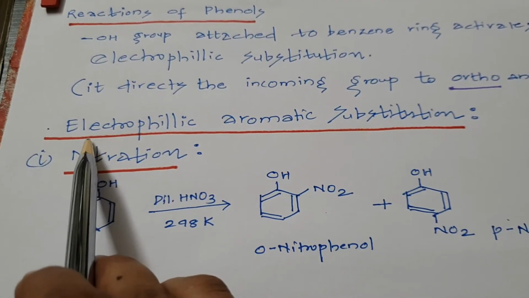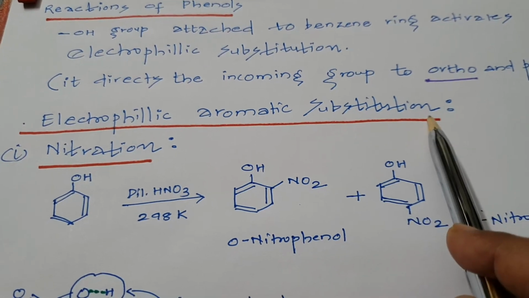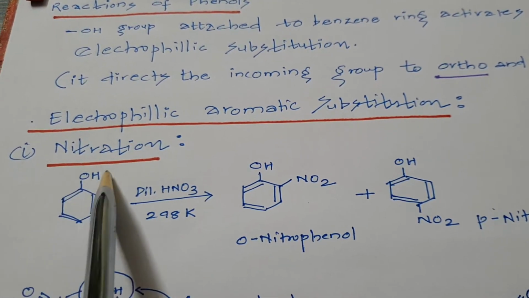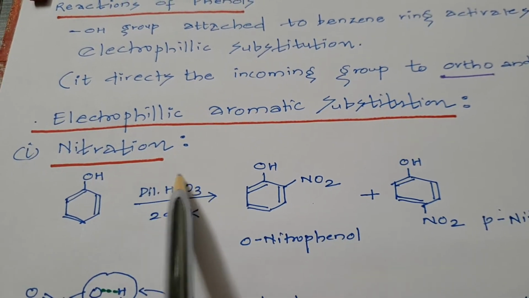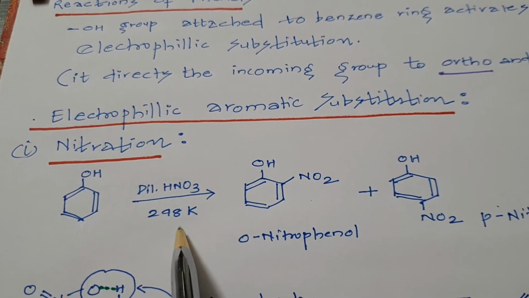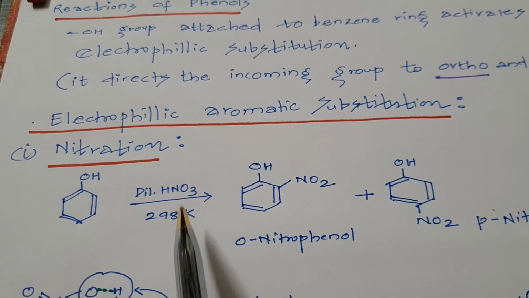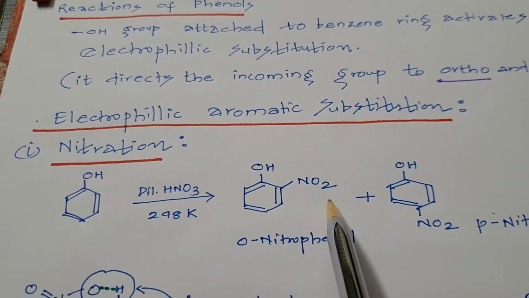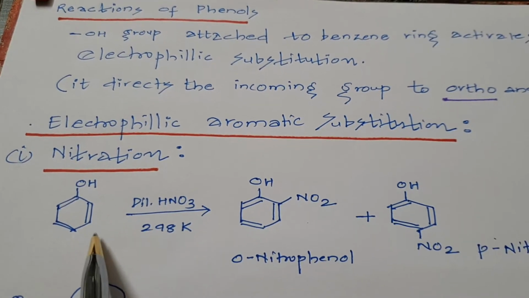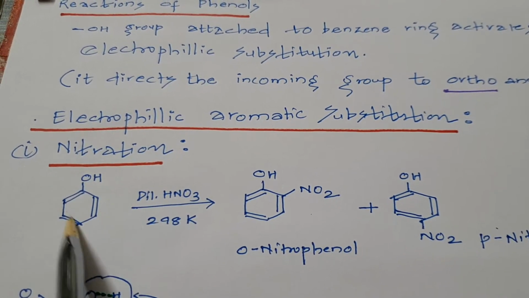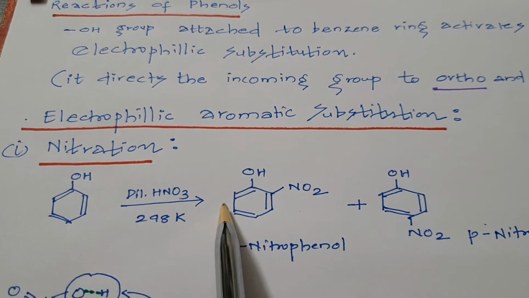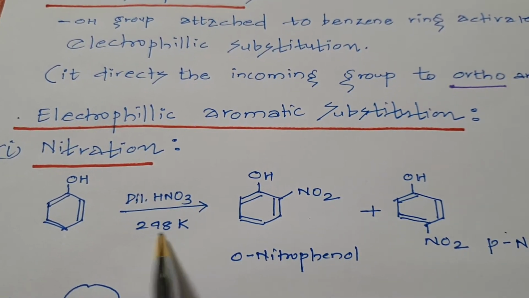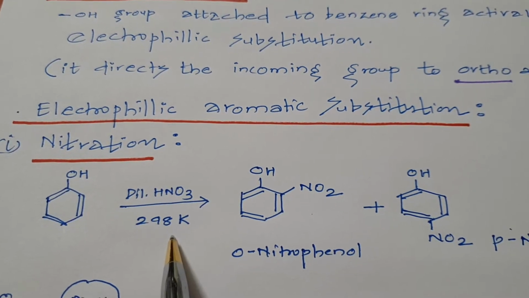So let us take some examples of electrophilic aromatic substitution. The first one in the list is nitration. In nitration, we make use of nitric acid, and the electrophile which is going to come over here is the NO2 group. Here I will have phenol undergoing a reaction with dilute HNO3 at 298 Kelvin, that is at room temperature.